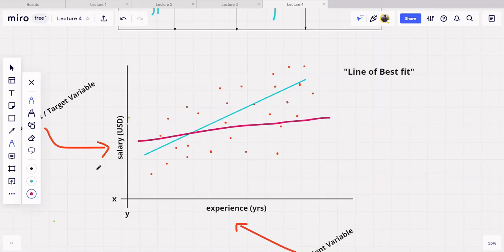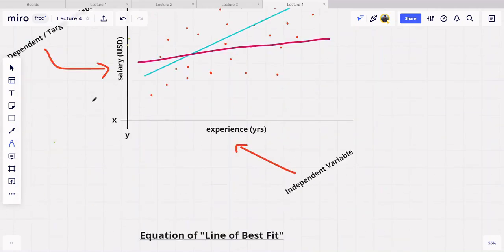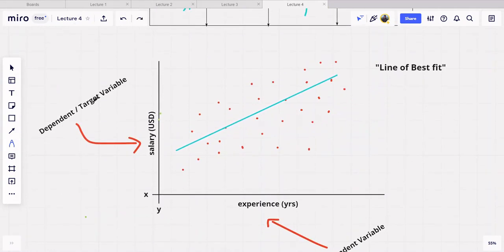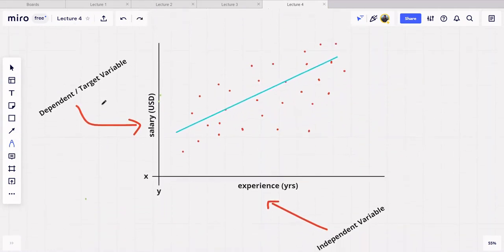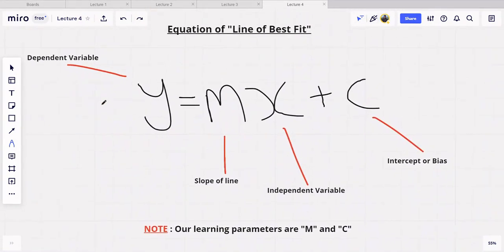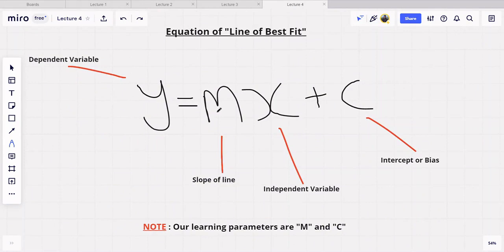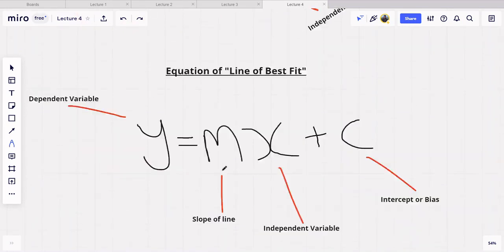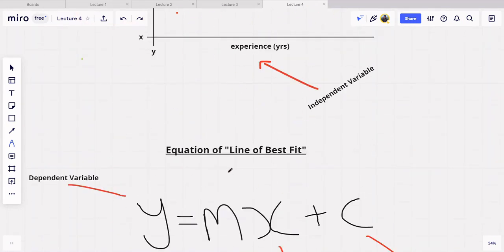So what we do is we make use of the equation of the line. The equation of the line, as we all know, is y is equal to mx plus c, where m is the slope of the line and x is the independent variable, and c is basically the intercept. So y is equal to mx plus c is the equation of this line of best fit.